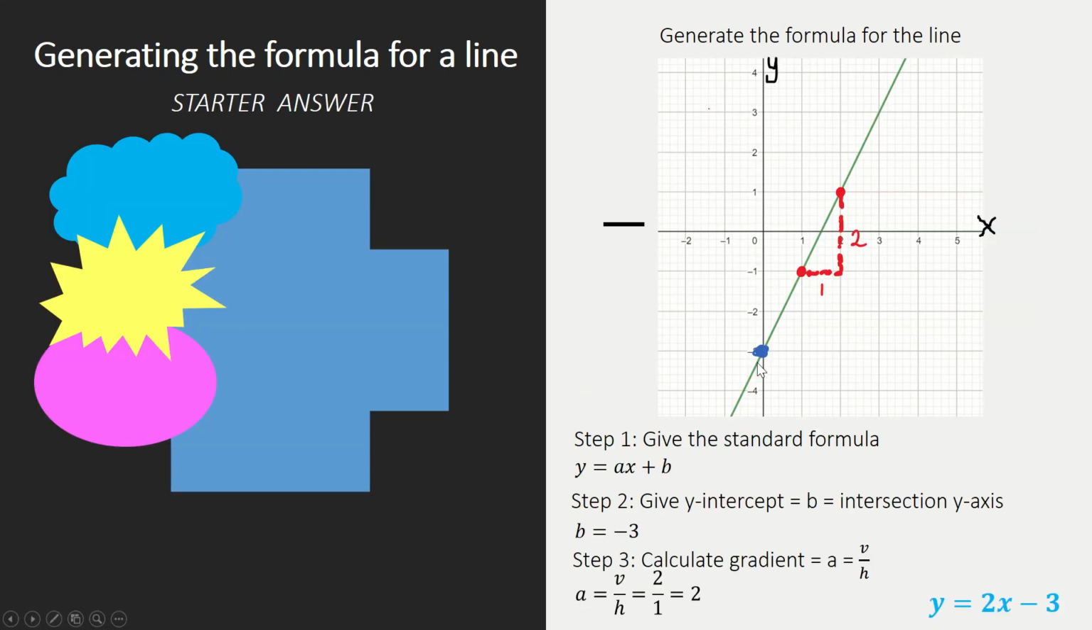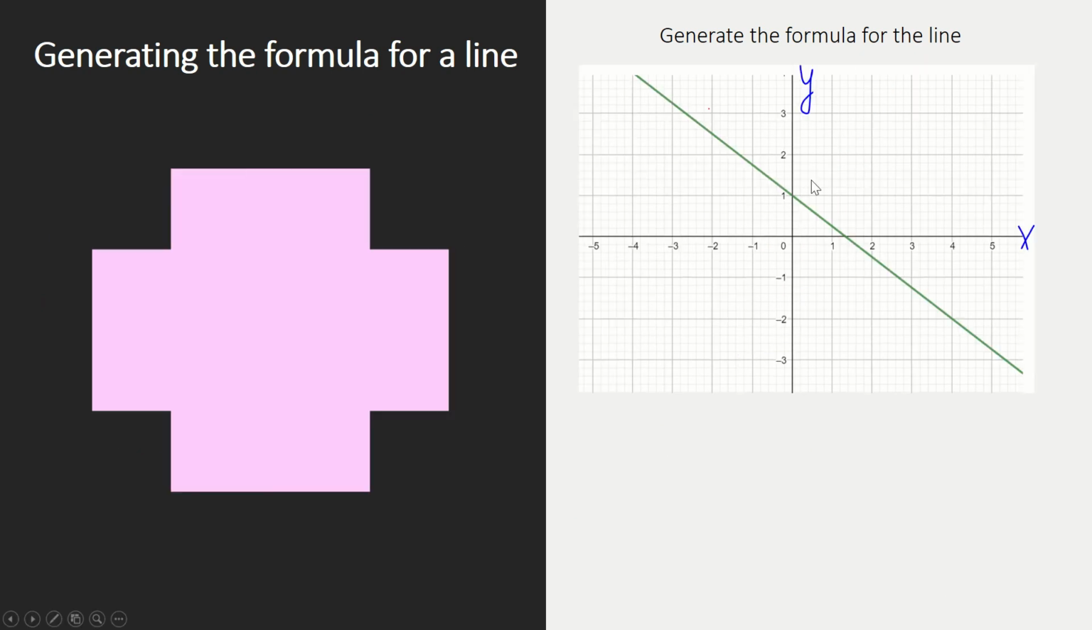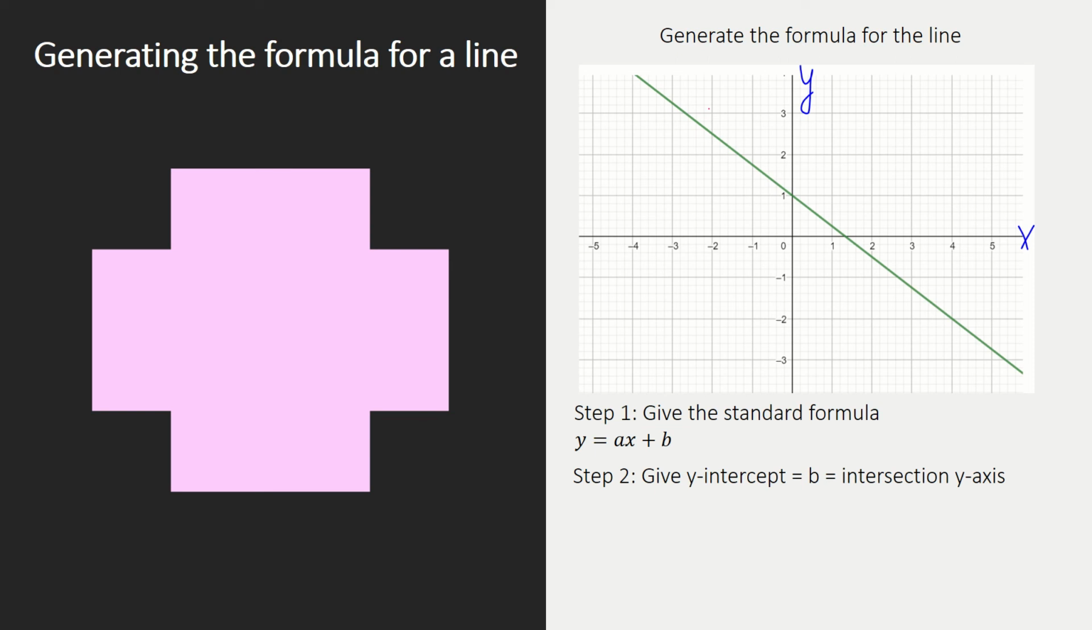Over here, our line went up. We could see that because when we had a look at the y-intercept, the minus 3, and we had a look at the right side, we saw that our line was going up. Over here, when we have a look at the intersection point with the y-axis, we see that our line is going down. So again, step 1 is to give the standard formula, which is y equals ax plus b. Our step 2 is to give the y-intercept, which is the b in our standard formula, and is the intersection point with the y-axis. So it's a 1.